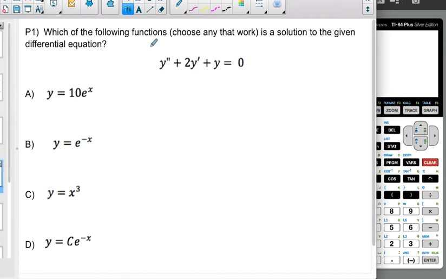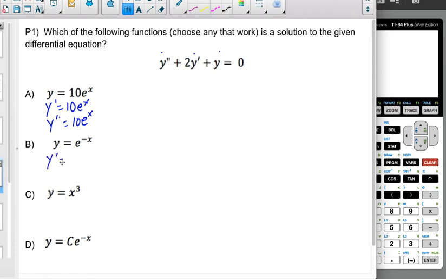Which of the following functions, and again, we're going to choose any that work, is a solution to the given differential equation. Now notice here I need y double prime, y prime, and also y. So I'm just going to go ahead and bust out all two of these values for each one of these, and then I can go ahead and check them. So my y prime here is going to be a 10e to the x, and my y double prime is also going to be a 10e to the x.